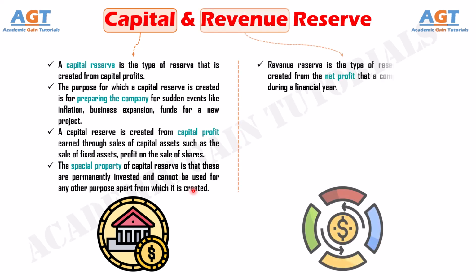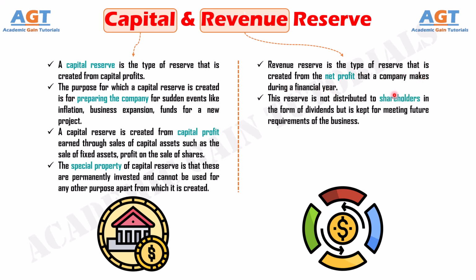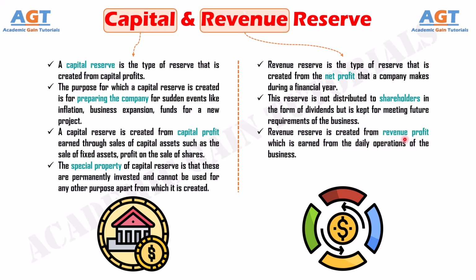On the other hand, revenue reserve is the type of reserve that is created from the net profit that a company makes during a financial year. This reserve is not distributed to shareholders in the form of dividends, but is kept for meeting future requirements of the business. Revenue reserve is created from revenue profit which is earned from the daily operations of the business. Revenue reserve is added in a profit and loss appropriation account.